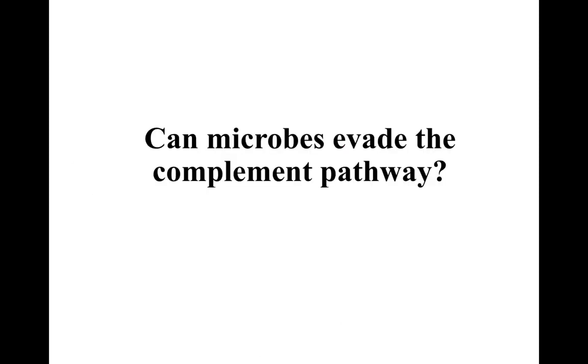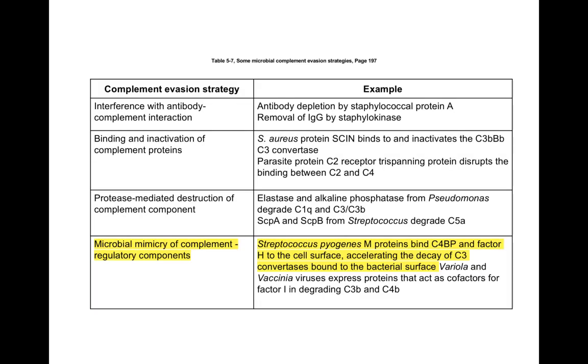Can microbes evade the complement pathway? They can. There are multiple different ways that they can evade. One example is that Strep pyogenes have M proteins that can bind to C4 binding protein and factor H, and can actually make it so that C3 convertases decay quicker, even though they're bound to a bacterial surface.